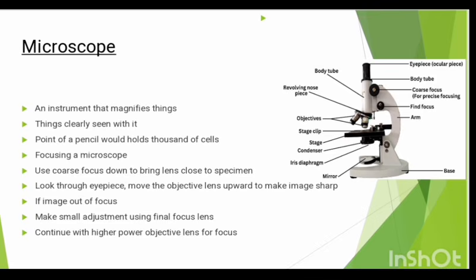Okay, next thing is the eyepiece. You can see clearly in the picture the upper part, a tube-like part, which is called the eyepiece. We look through the eyepiece and use the coarse focus to move the objective lens upward until the image is sharp. If the image is not sharp, you can use the fine focus to make it sharp. Continue with high power objective lenses for focus, which means that you can use different objective lenses. Lenses have different powers, so we can use them according to our requirements.